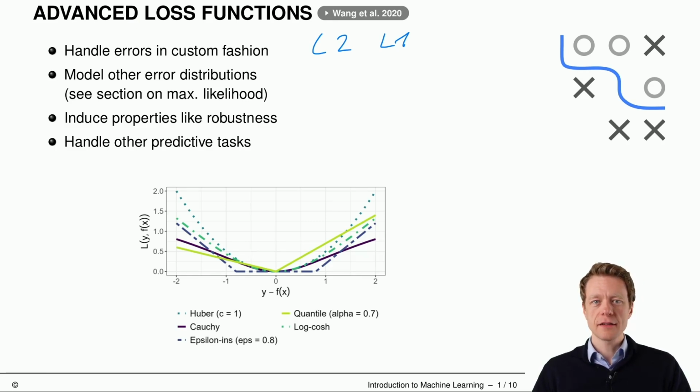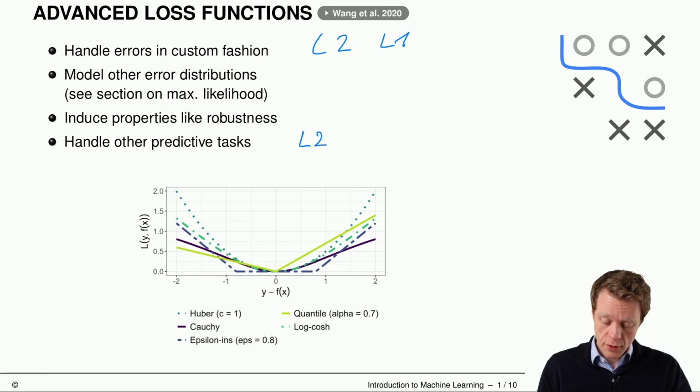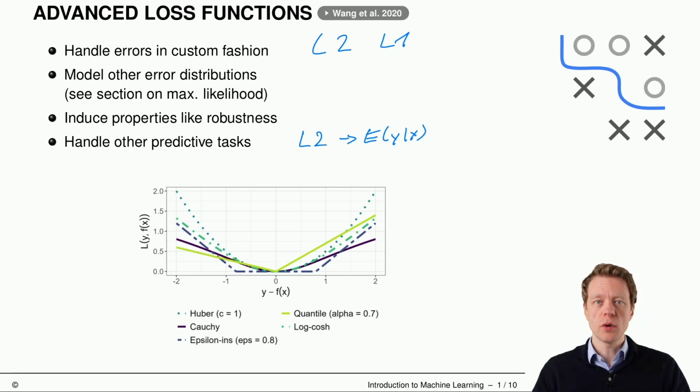Another angle is that, as we already have seen, the L2 loss especially is not very robust, but we would like robustness against outliers. And perhaps we just have different predictive tasks, because if you think about it, if we use the L2 loss, what we are basically modeling is the conditional expectation of y given x. And perhaps that's not what we try to model, because perhaps we are more interested in quantiles of the target given the features. And there are error distributions for that, and there are also loss functions for that.